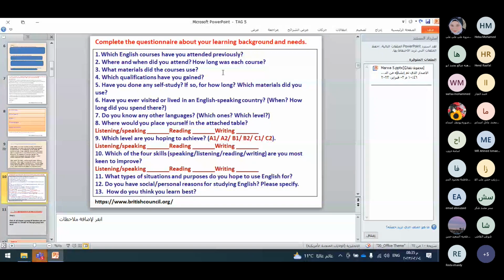I can get you into the breakout rooms in order to discuss these questions together. You will ask one another in the groups to learn more about your colleagues. Which English courses have you attended previously? Where and when did you attend? How long was each course?